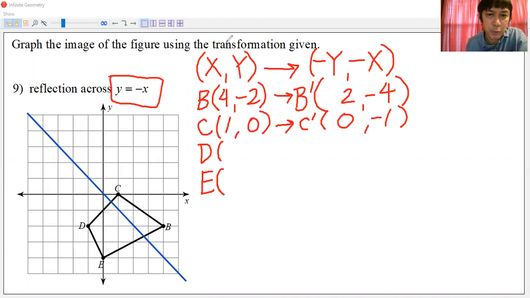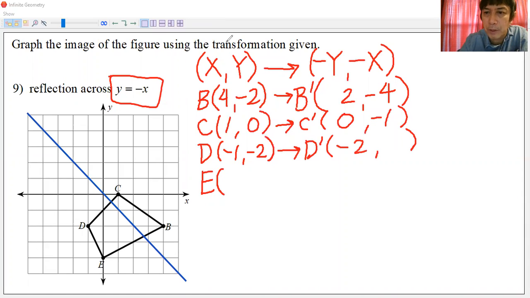And then we proceed to point D. Point D is located at -1, -2, coming from the diagram. Now, how about the D prime? The D prime, we interchange first. This becomes -2. This becomes -1. Reversing the signs will make them both positive. So we're going to make them both positive like that. I hope you're getting it.